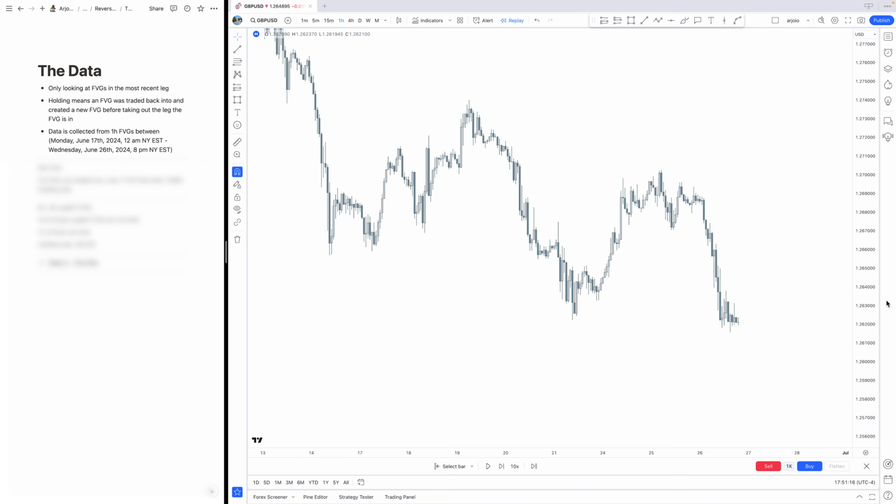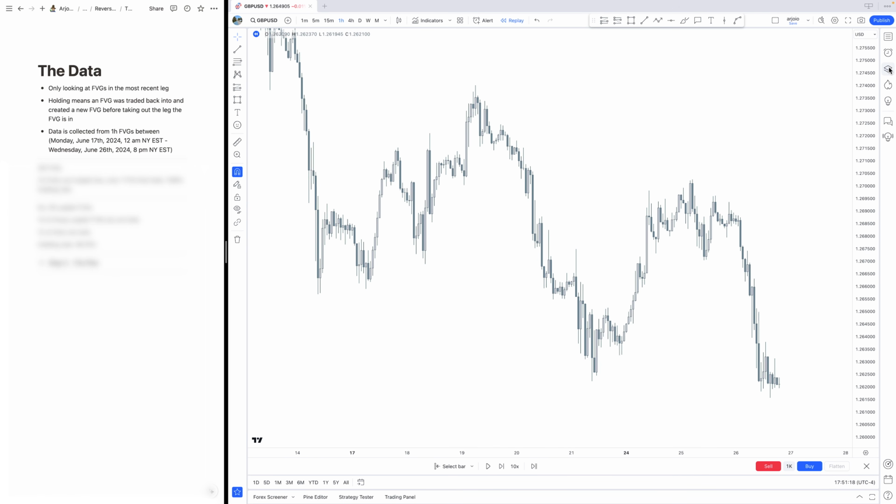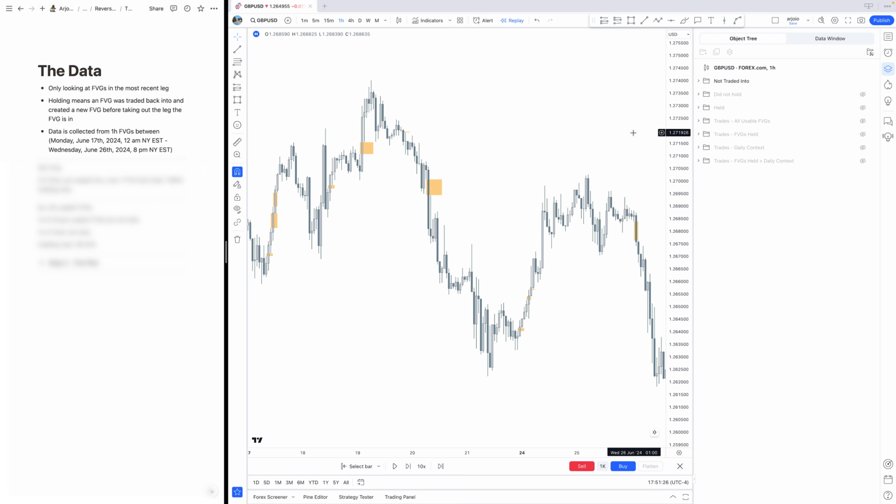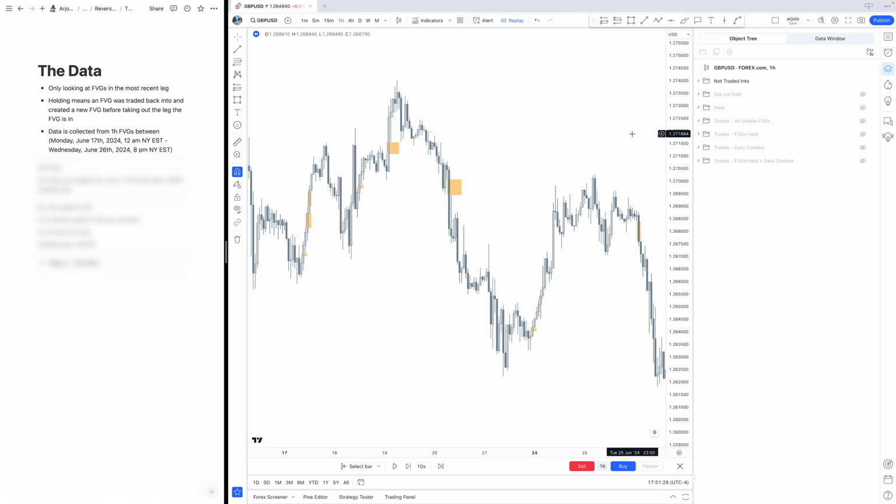All right, then looking at the chart on GBP USD and opening the object tree, we have the first 3 maps that are important right now. We have a map with not traded into fair value gaps. These are fair value gaps that have not been traded into immediately, meaning we have created multiple legs before trading back into those. So again, remember when we said only looking at fair value gaps in the most recent leg. Those are not the most recent legs anymore. So those fair value gaps are not that relevant.